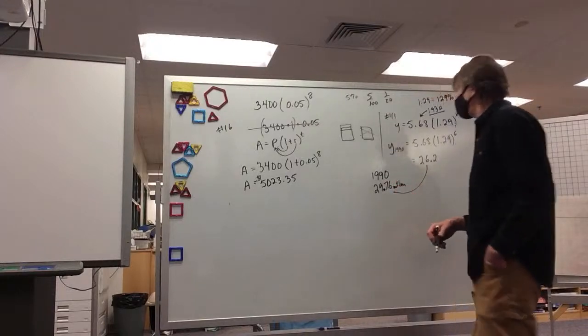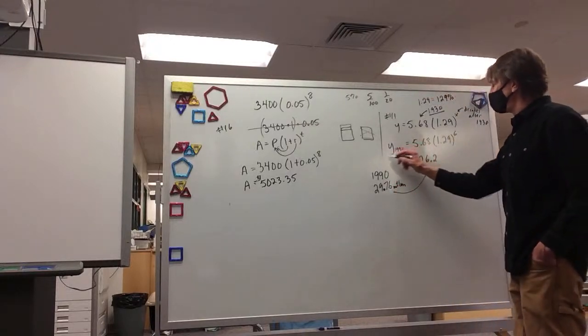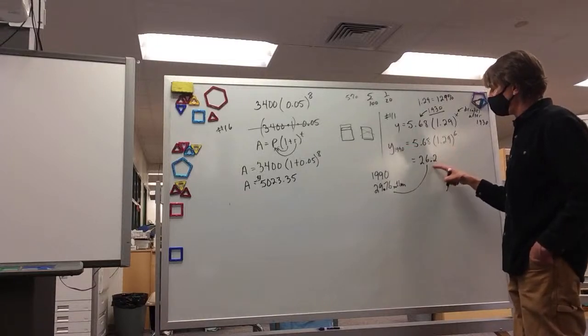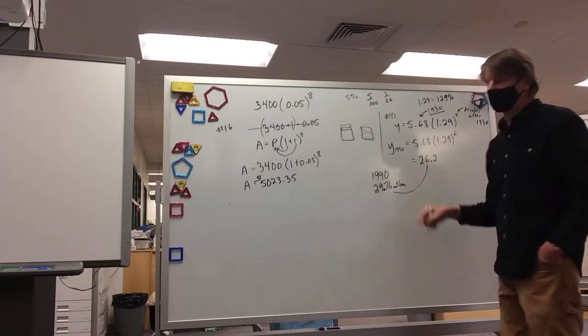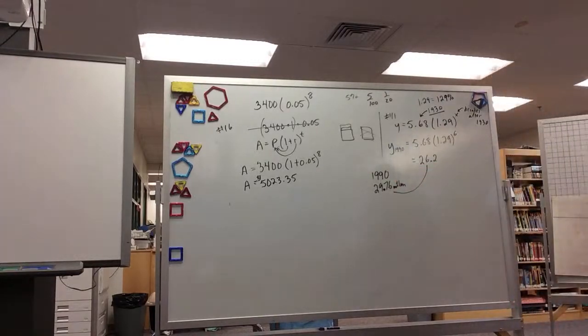So, that's how you go after that one. Use the equation to get what the equation would predict. Use the measured value and compare. That's your deviation.